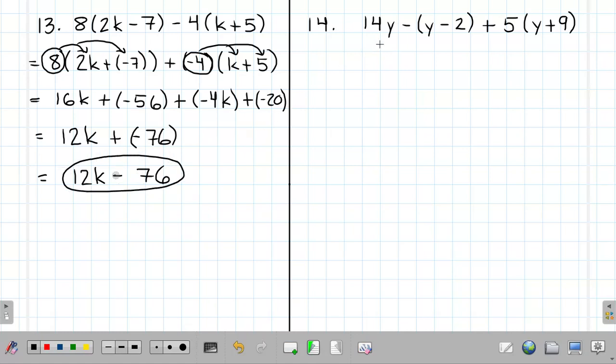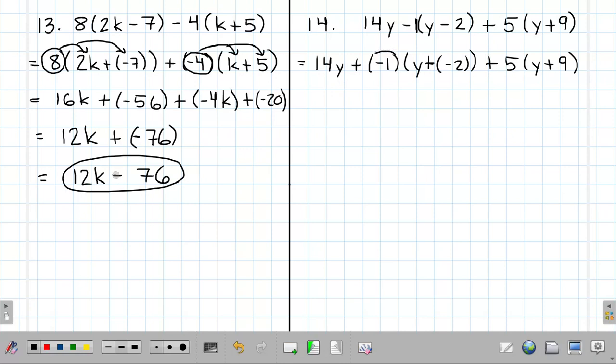And then the last one, same kind of thing here. Let's write it as a sum. So in this case, we'll have 14y plus, once again, technically there's no number in front of that set of parentheses. It's a 1, so it would be a negative 1 times y plus negative 2, plus 5, and the rest of it's pretty easy because it's all addition. 5 times y plus 9.